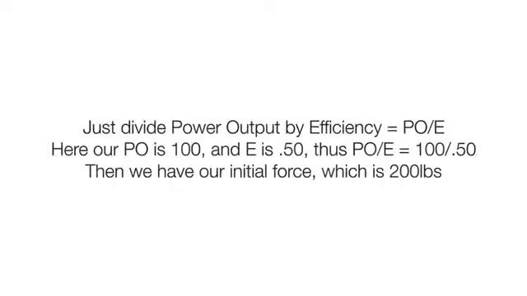Here, our power output is 100, and efficiency is 0.50, or 50%. Thus, power output divided by efficiency is equal to 100 over 0.5. And now we know our initial force, which is 200 pounds. Make sense? Here's one to try by yourself.